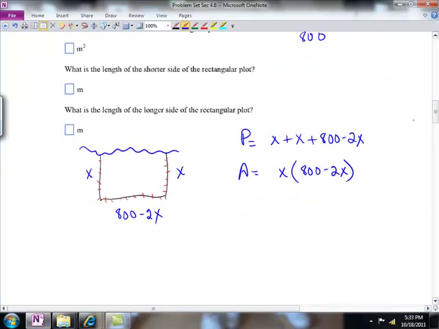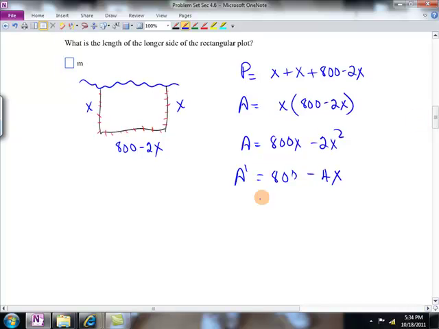So let's go ahead and do this. A equals 800x minus 2x squared. A prime is 800 minus 4x. So let's set that equal to 0. 800 minus 4x equals 0. Negative 4x equals negative 800. x equals 200. So that's the shorter side.